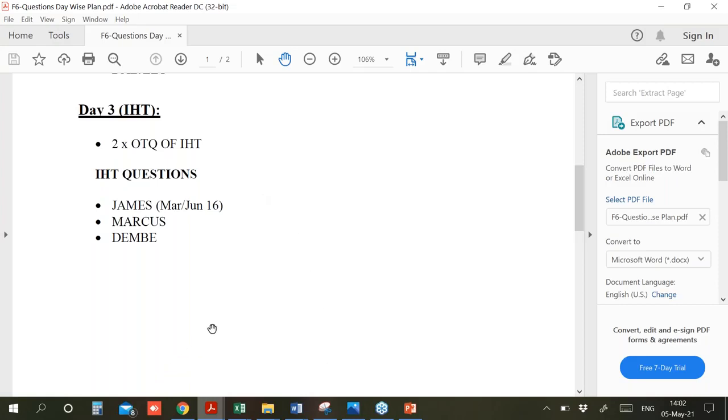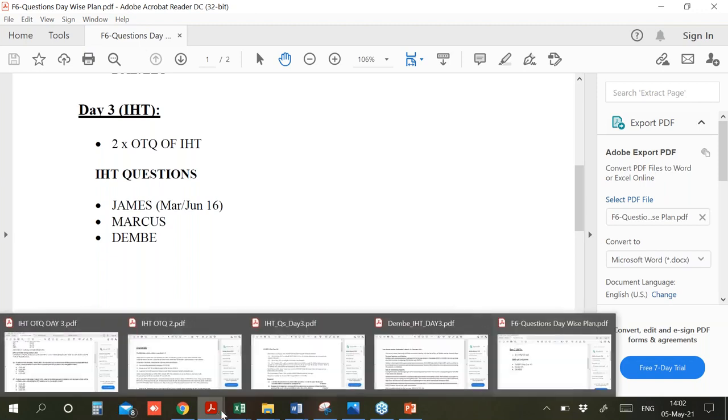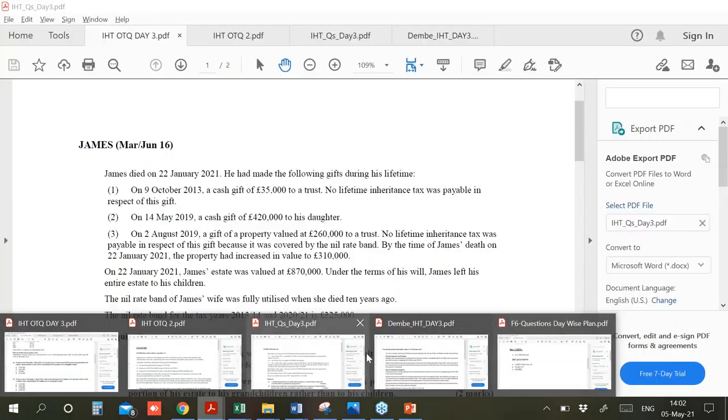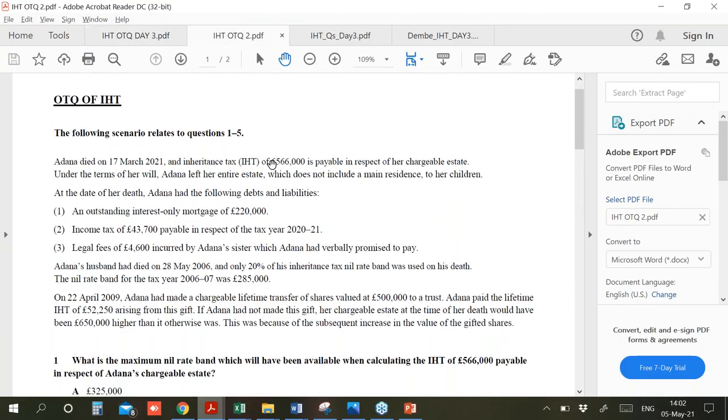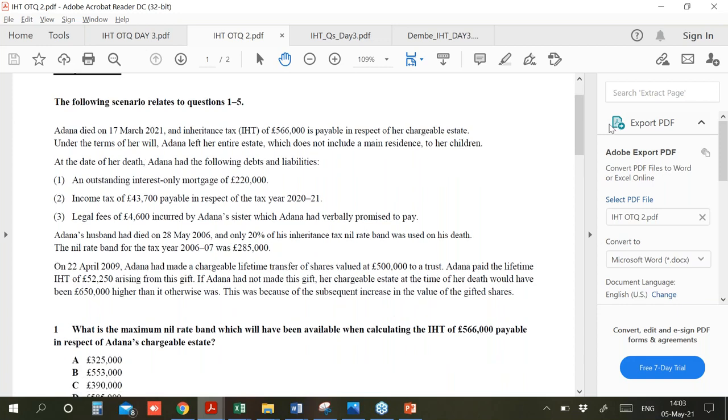You can download the same from the handout sections as well. The name of the OTQ is Adana, and you can find this OTQ in the Kaplan's practice and revision kit as well. So before I start, I would like everybody to raise their hands and give me a go ahead. Okay guys, so let's start.